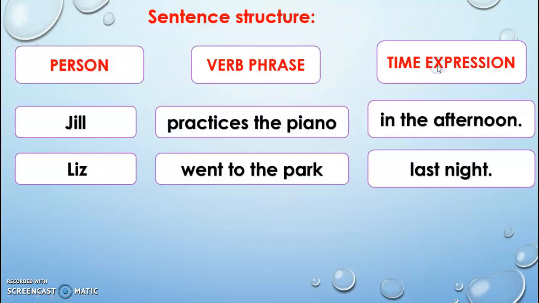Now, let's pass to the sentence structure. The sentence structure is formed like this. First is the person, then is the verb phrase, and then the time expression. Example, Jill practices the piano in the afternoon. Liz went to the park last night. Practice this structure because during the online class, we will make up sentences, okay? I want you to practice this.